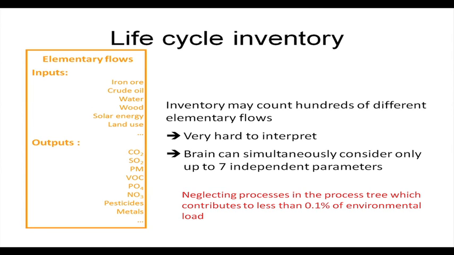So for that matter, what we do, as you can see towards the end, we neglect the process in the process tree which contributes to less than 0.1% of the environmental load. So if we have less than 0.1%, we don't include them. So how will we go about it?